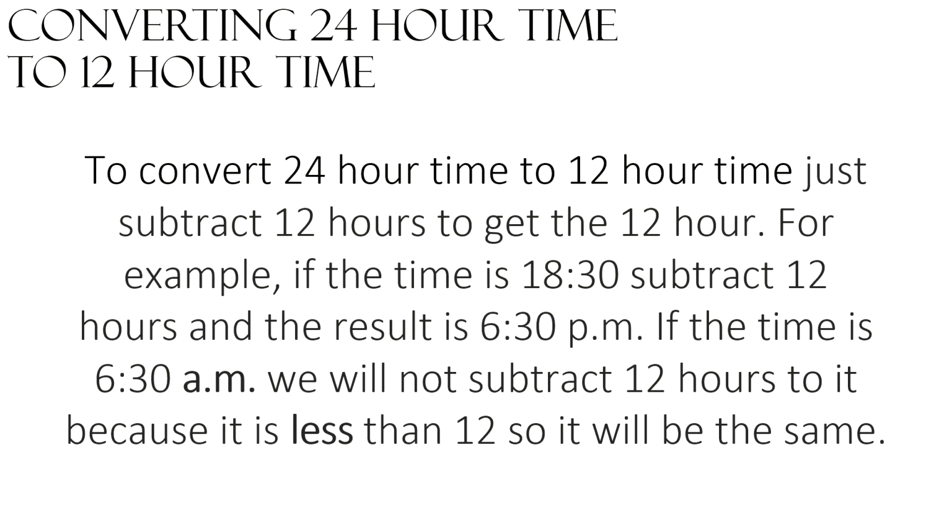Converting 24-hour time to 12-hour time. To convert 24-hour time to 12-hour time, just subtract 12 hours to get the 12-hour. For example, if the time is 18:30, subtract 12 hours and the result is 6:30 p.m. If the time is 6:30 a.m., we will not subtract 12 hours from it because it is less than 12, so it will be the same.